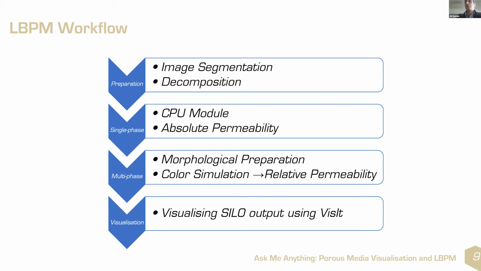Then you decompose it to the number of CPUs or GPUs that you have. For single phase, a CPU-only module is available to calculate the absolute permeability from relative permeability. It is available on GPU as well as CPU.